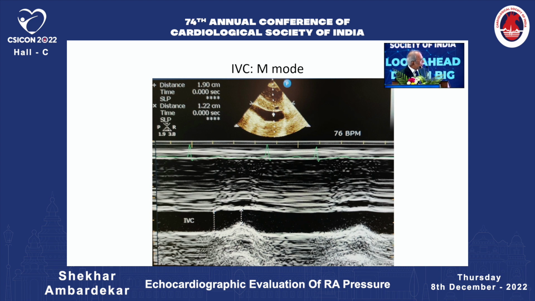See, like this, we should optimize the picture, and we can then get the collapse well. And then we have to see how much is the collapse. So what is the diameter and what is the collapse?